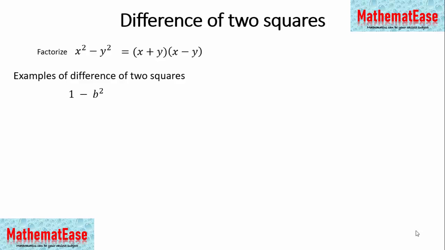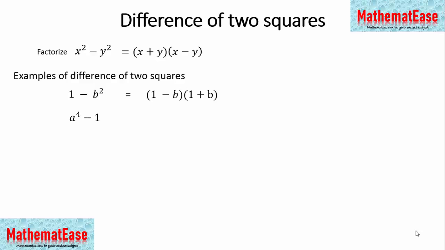Now, 1 minus b squared. Somebody can just think that 1 minus b squared is not a difference of two squares because 1 is just single. But note that 1 squared is equal to 1. So 1 minus b squared is a difference of two squares. So 1 minus b squared is equal to (1 minus b)(1 plus b). If you try to open this bracket as we did in expansion, the final answer you get will be 1 minus b squared.